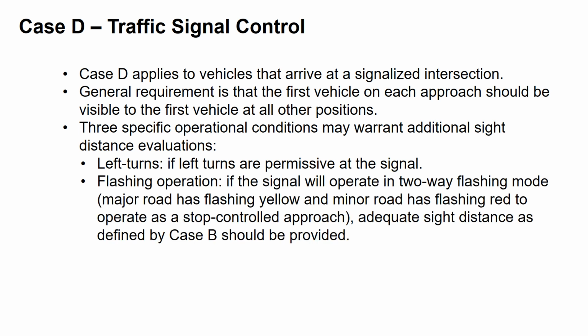If it's flashing operation, and this is common particularly in more rural locations, can also be in suburban locations as well, may also be in urban places. If the signal will operate in a 2-way flashing mode, so the major road has flashing yellow and the minor road has flashing red, that way the minor road is essentially operating as a stop controlled approach. We need to make sure there's adequate sight distance as defined by case B. So essentially that flashing operation reverts that traffic signal back to a stop controlled operation.